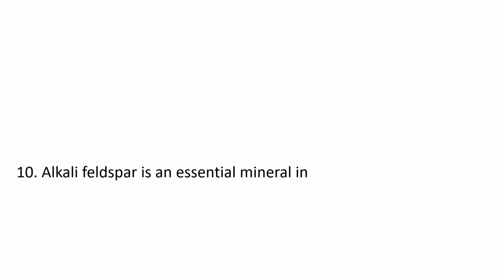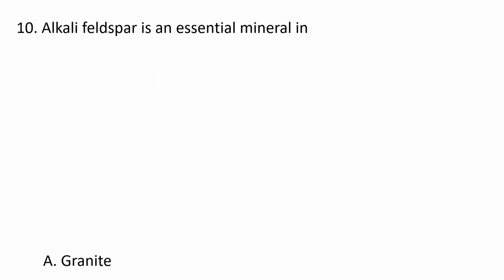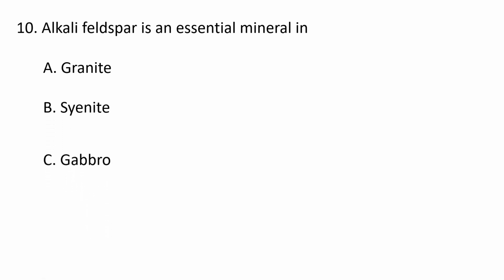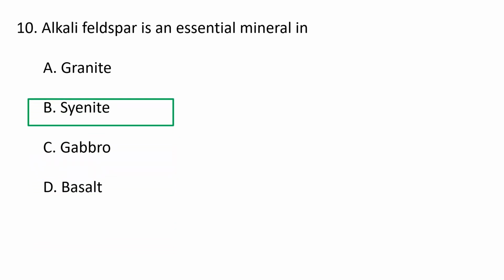Next question. Alkali feldspar is an essential mineral in A. Granite, B. Syenite, C. Gabbro, and D. Basalt. So alkali feldspar is an essential mineral in syenite. Syenite is a coarse-grained intrusive igneous rock with a general composition similar to that of granite, but deficient in quartz, which, if present at all, occurs in relatively small concentrations, that is less than 5%. So alkali feldspar is an essential mineral in B. Syenite. B is the correct option.